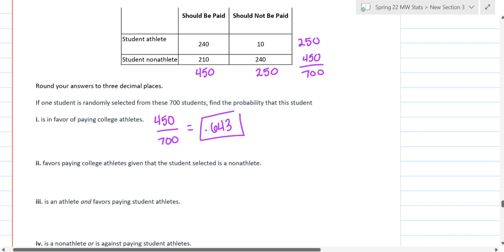Second one, favors paying college athletes given that the student selected is a non-athlete. So our denominator is going to be restricted to non-athletes. The non-athlete denominator is right here, that's 450. So our sample space is just restricted to the non-athletes. The non-athletes that said yes, right here, that's 210. So 210 out of 450, and that is 0.467.